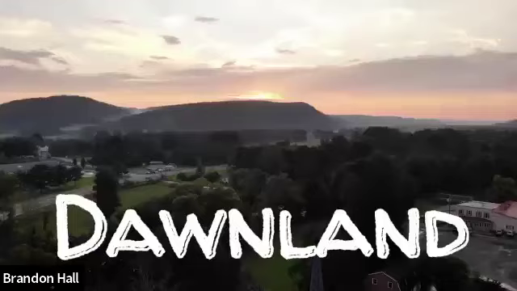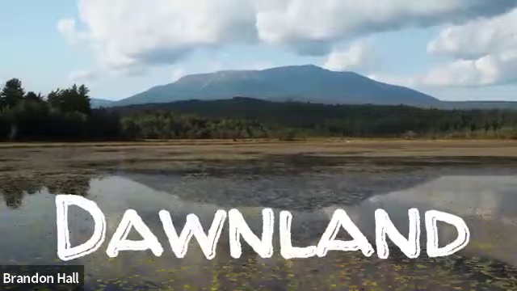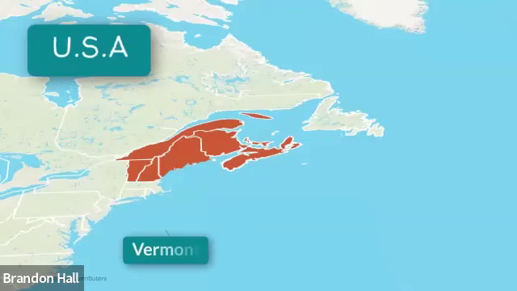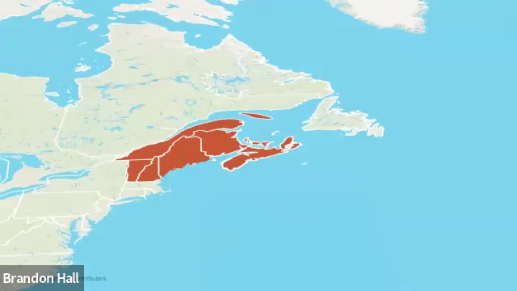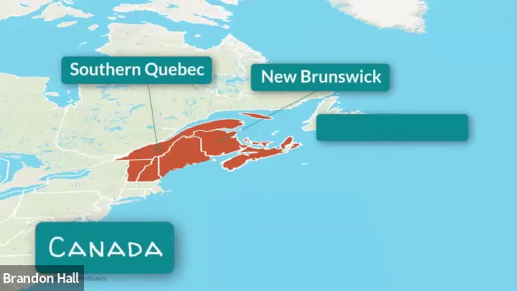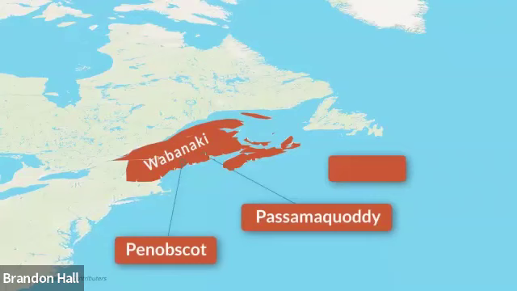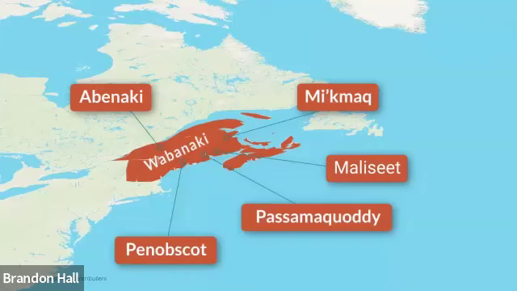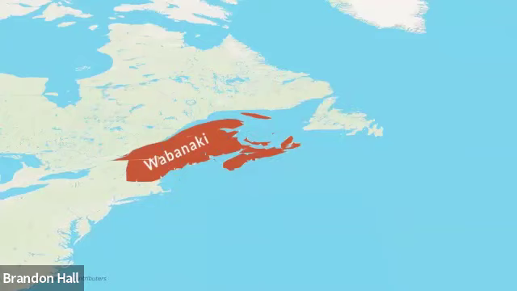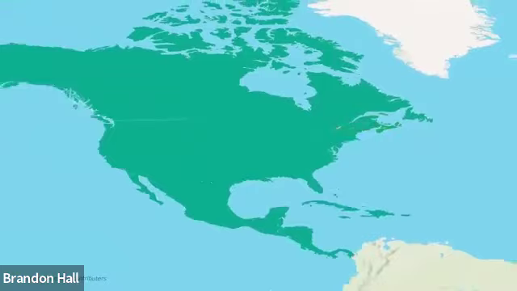A little bit more about my home, as you think about yours. I'm coming to you from a place called the Dawnland, and it's been called that for over 10,000 years. You may have heard of some of these younger names in the USA, like Vermont, New Hampshire, and Maine, or places over in today's Canada, like Nova Scotia, New Brunswick, Prince Edward Island, and southern Quebec. But before it ever had any of these names, it's been home to the people of the Dawnland, the Wabanaki peoples. This is the Penobscot, Passamaquoddy, Maliseet, Mi'kmaq, and Abenaki peoples. This is the native land that I live on. This is my home where I live today.